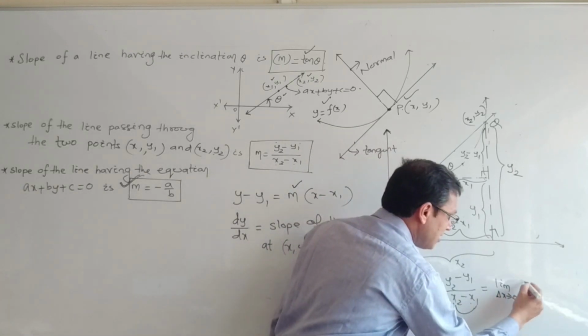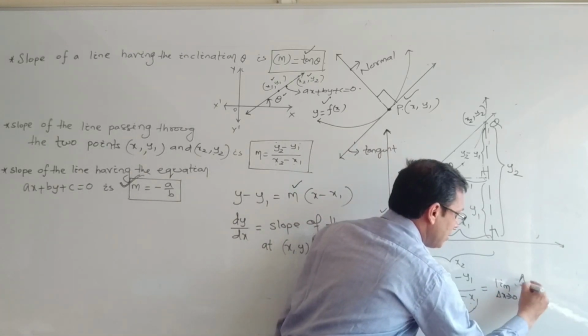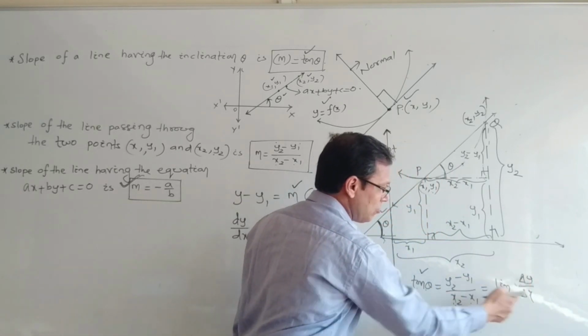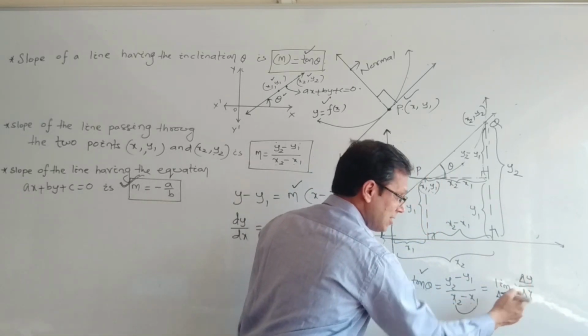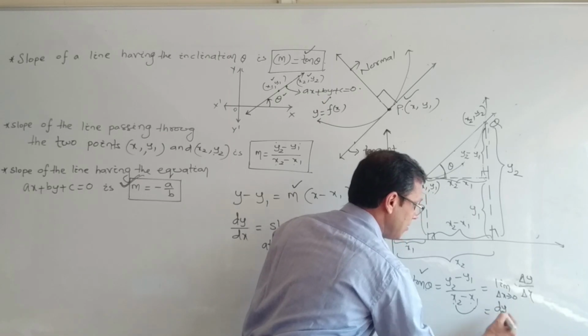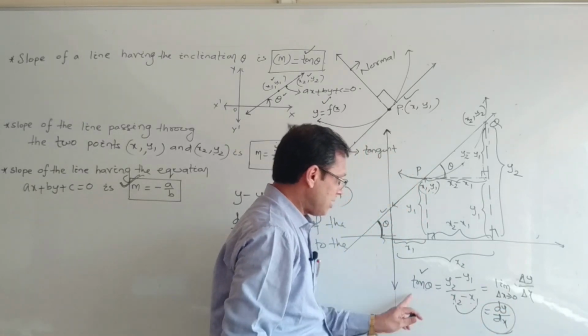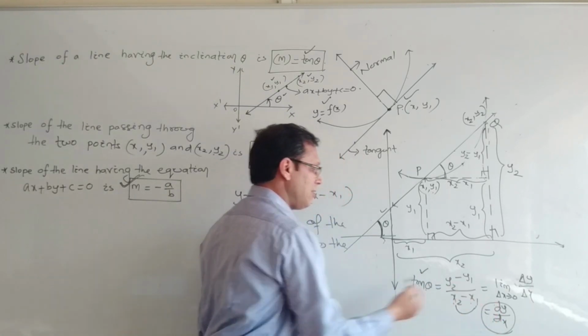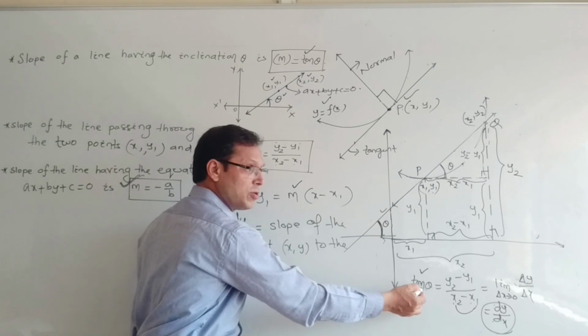So limit delta x tends to 0, delta y by delta x, that is nothing but the rate of change of y with respect to x, that is nothing but dy by dx, which is called tan theta. So tan theta is equal to dy by dx. That means dy by dx is equal to the slope of the tangent.